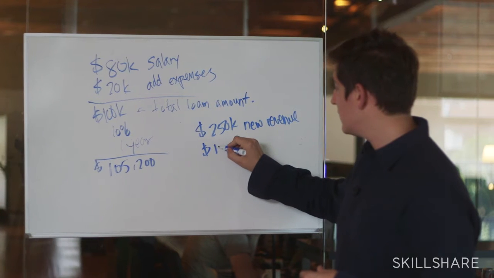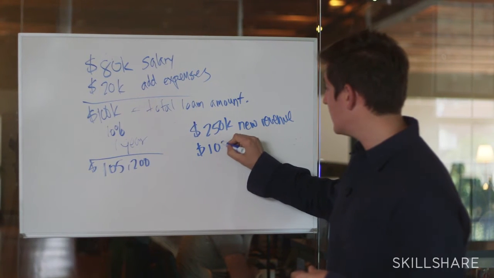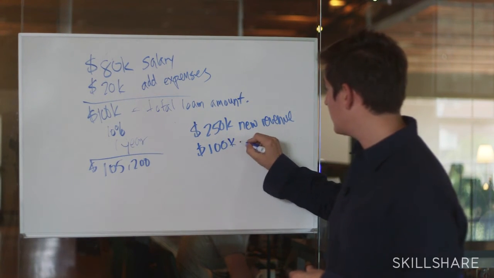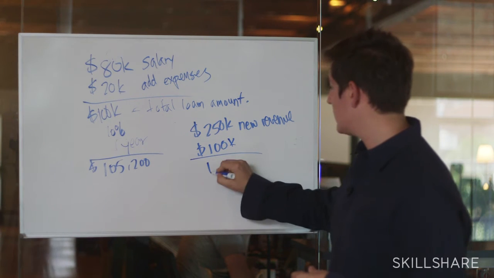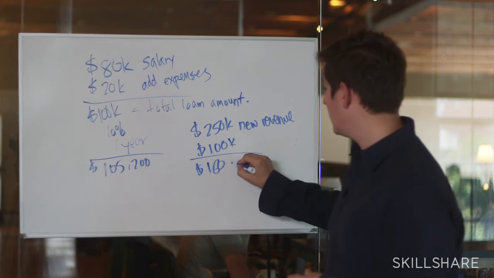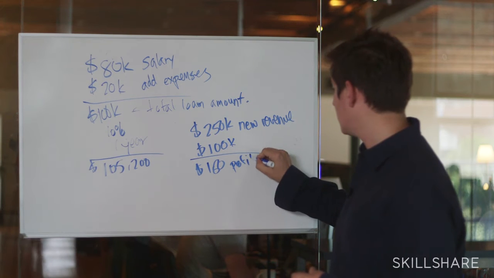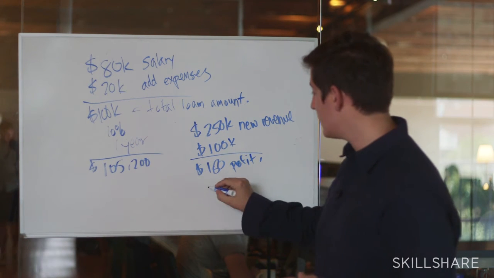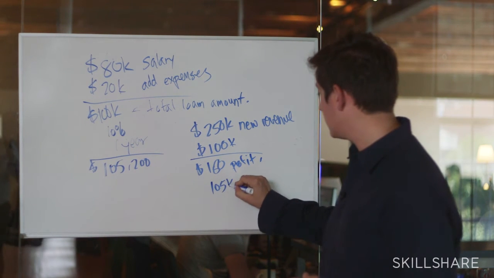You have $100,000 in expenses. So $150,000 in profit. And the true cost of the loan is about $105,000.